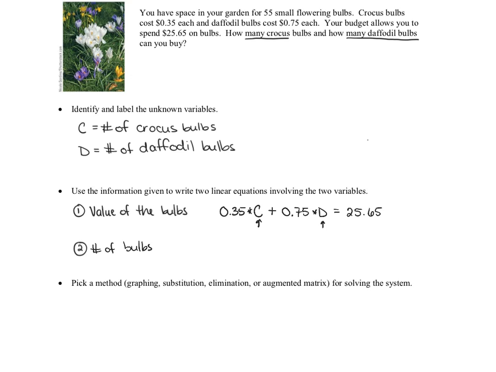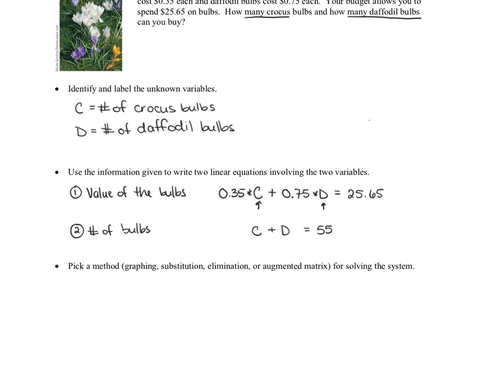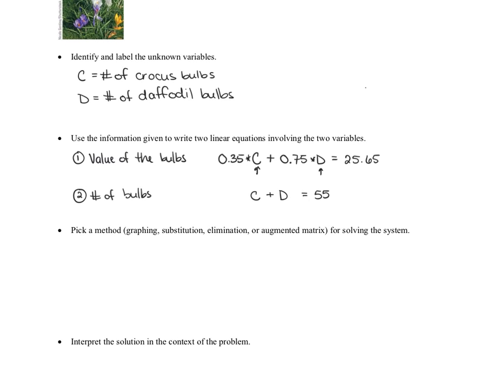Now the second equation is going to involve the number of bulbs. We don't know how many crocus bulbs and we don't know how many daffodil bulbs we're going to get, but we know that together we're going to end up with no more than 55, because that's all that our garden can have. So there are your two equations, equation 1 and equation 2. Now the third step in this problem is to pick a method. I'm going to pick the augmented matrix method, and I'm going to show you how to use your graphing calculator to solve this system.